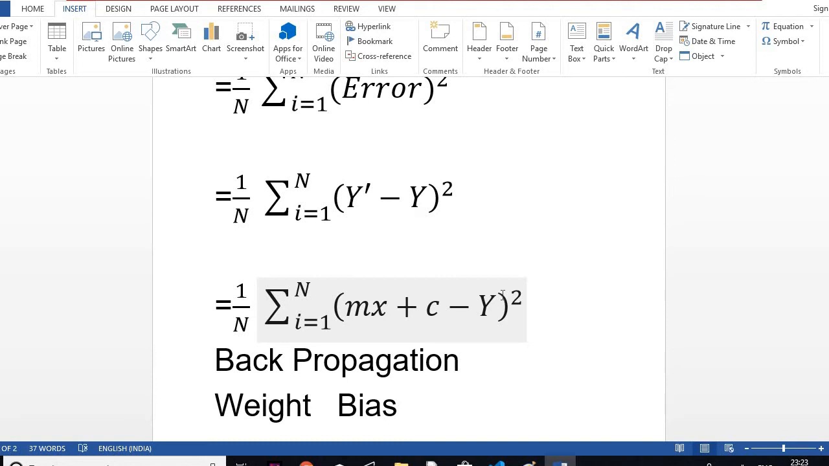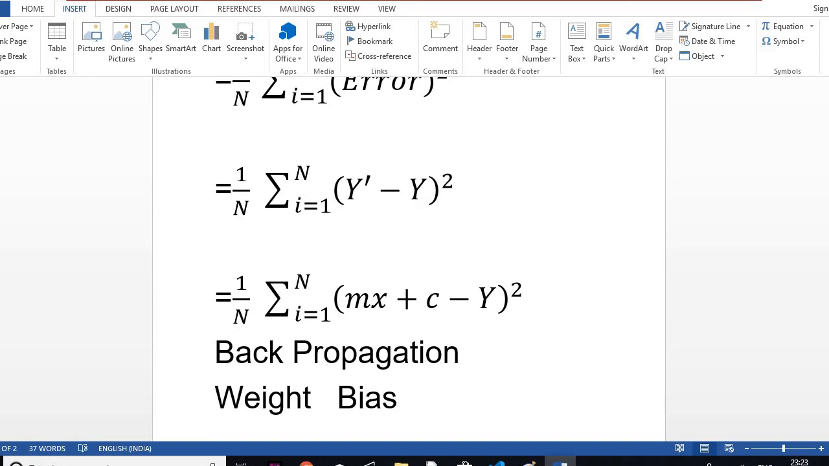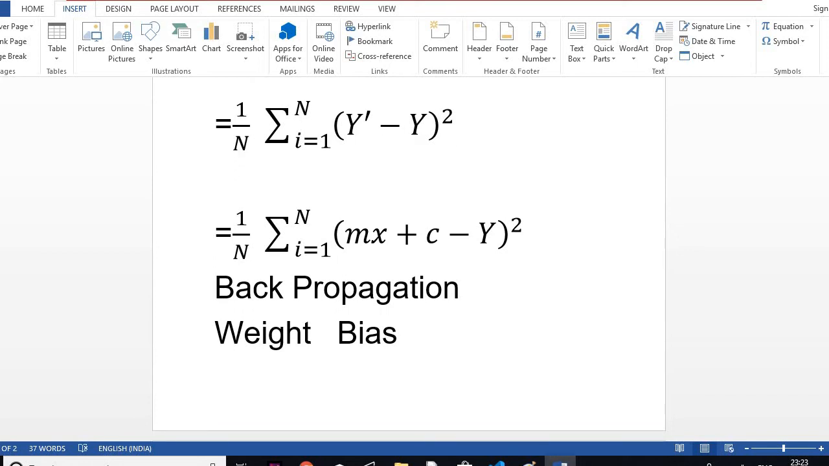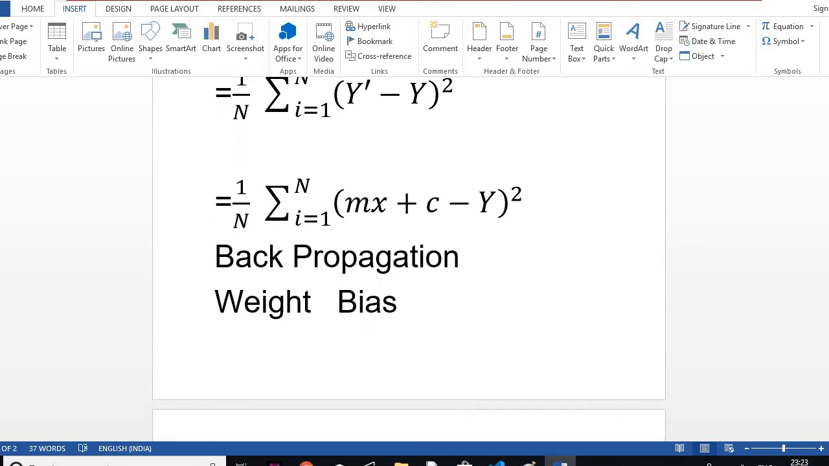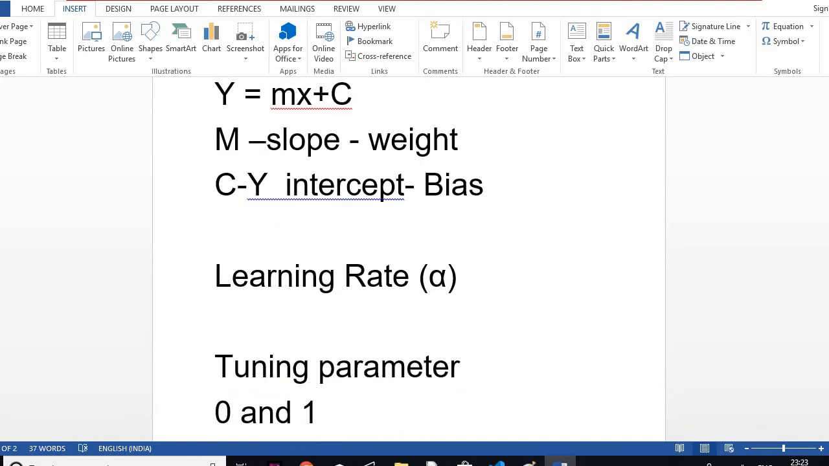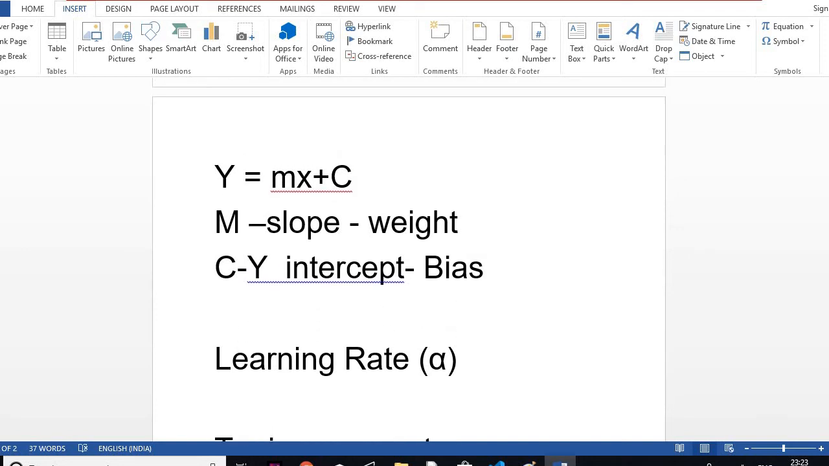Next time we're going to discuss another term we use here. It is back propagation. What is back propagation? Back propagation aims to minimize the cost function by adjusting the network's weights and biases. I have written it here: back propagation is a process to minimize the cost function by adjusting the network's weight and bias. What is weight and bias? They are not that complex terms. It's simple. We already covered it in the previous videos as well.